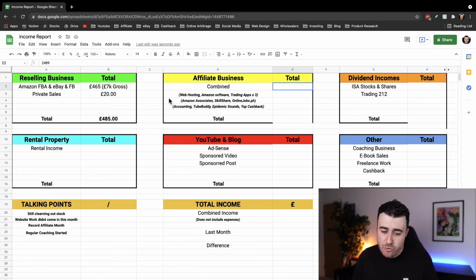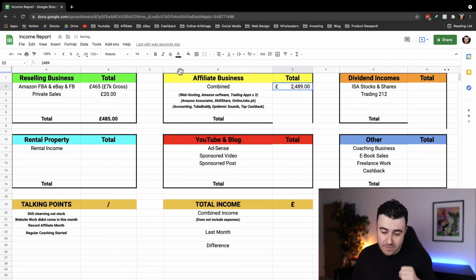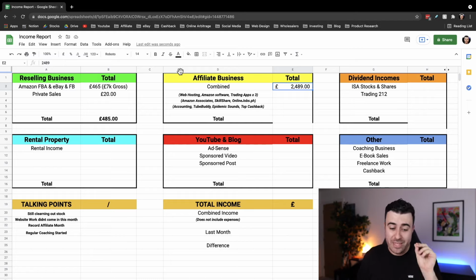As you can see, I have grouped all the different affiliate apps that I promote on my YouTube channel, my blog, through social medias and things like that. And this month I have actually done a total of £2,489 in affiliate sales, which is actually my record month for affiliate marketing. And this is why I say I wasn't too worried about the reselling business, because I knew that the affiliates were going to keep me ticking over for this month.